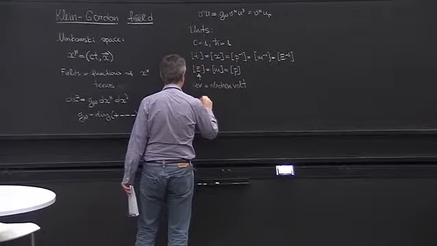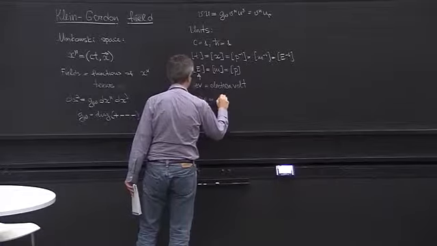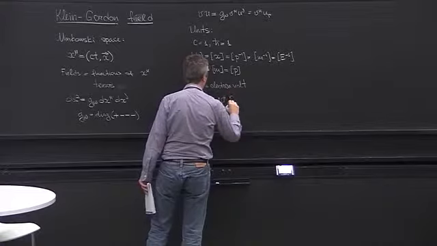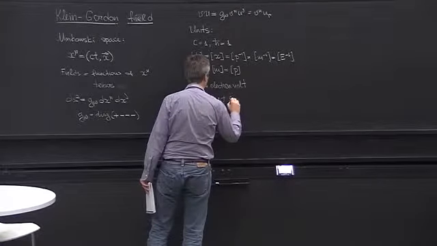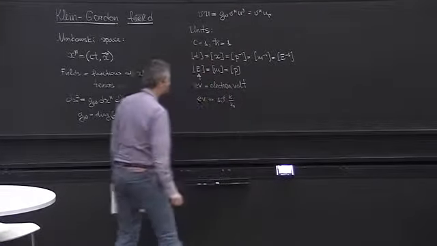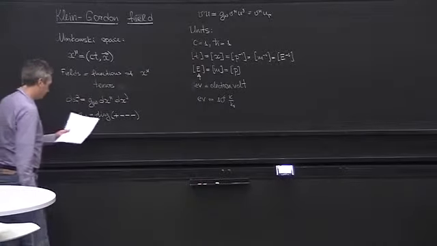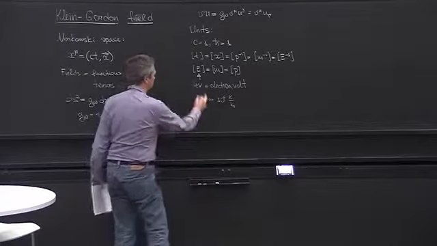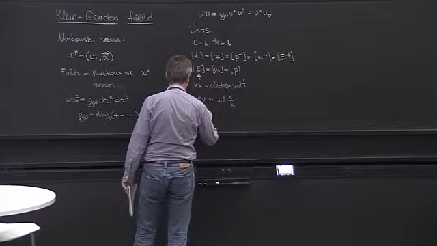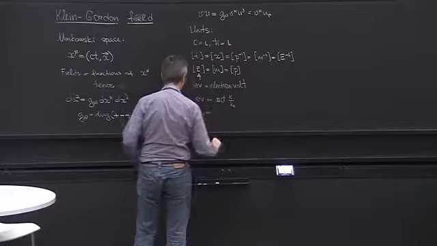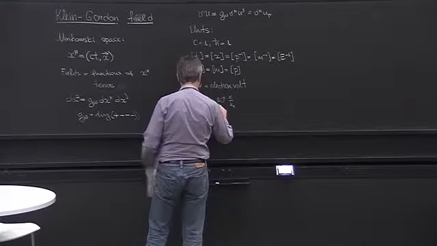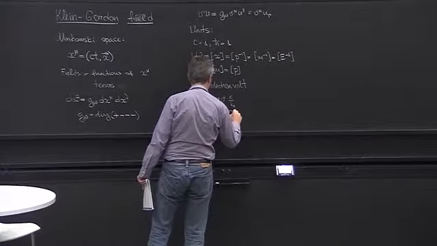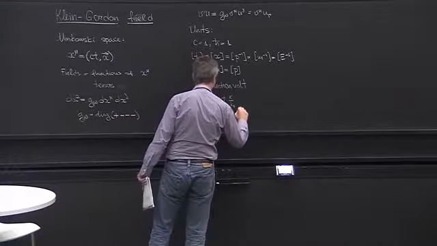say in temperature units, an electron volt is roughly 10 to the 4 Kelvin divided by the Boltzmann constant. Then we can express masses of particles in electron volts. So for instance, the mass of the electron will be 0.5110 mega electron volts.